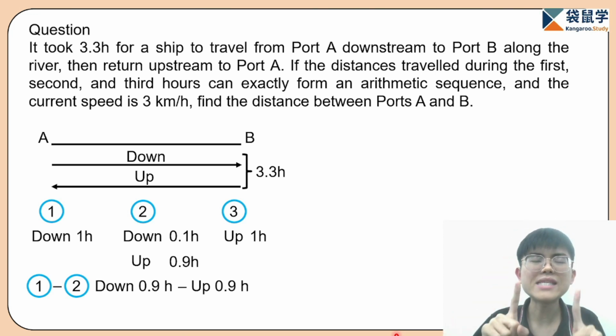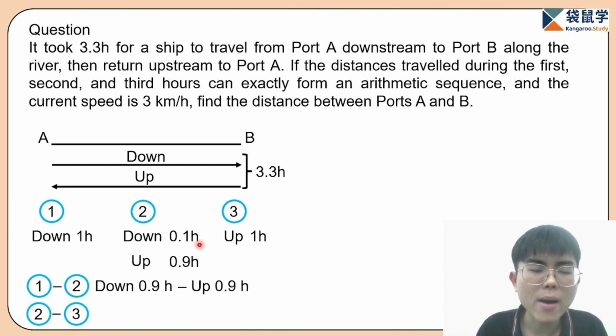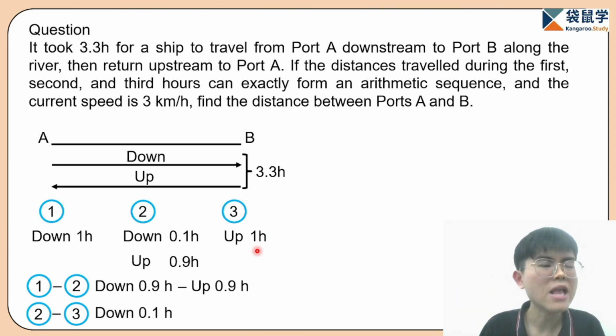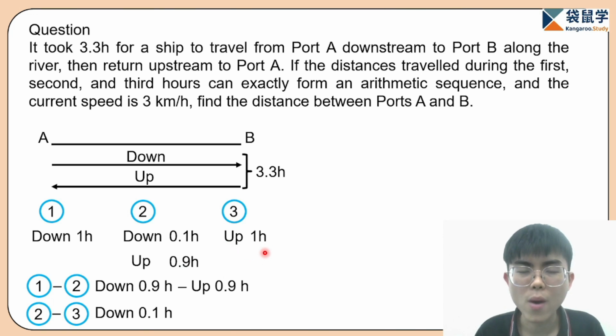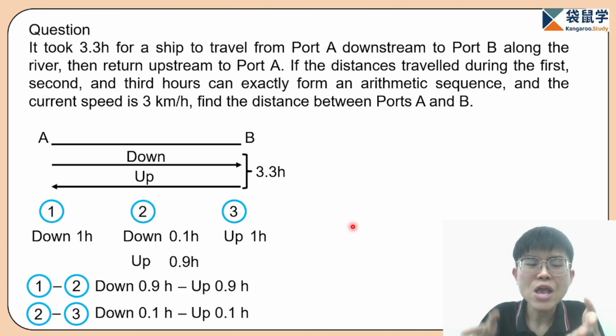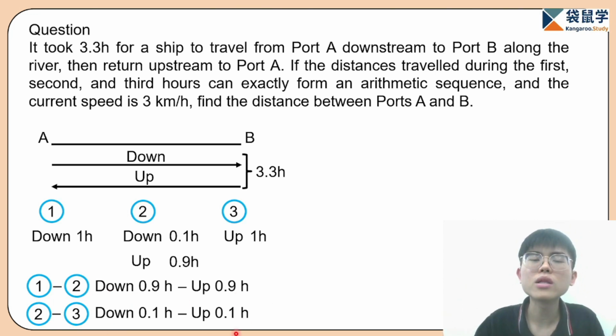Now let's look at the second minus the third hour. In this case, we have going down by 0.1 hour, and in the third hour, there is nothing going down. So it is down by 0.1 hour. Then we have going up 0.9 hour, minus going up by 1 hour. Then we will have minus 0.1 hour going up. You see that in this case, both of the differences are not the same.